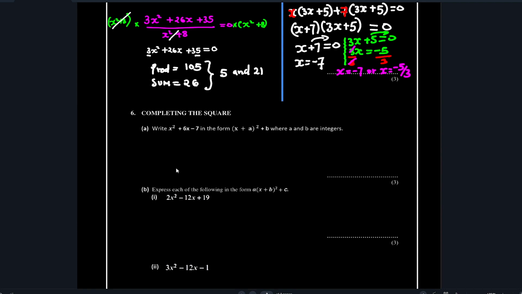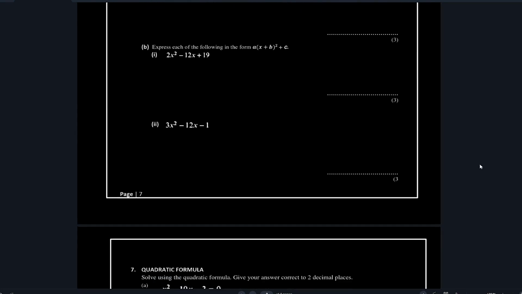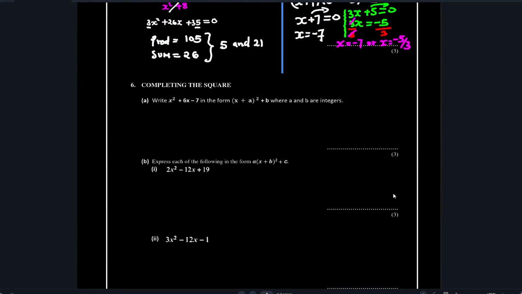In order to complete this square, you are going to take x. Let me just move this a little bit so that I have enough space. You are going to take x and divide the second term by 2. That will be 3. So the first term you have to write when you complete the square is x, like that.